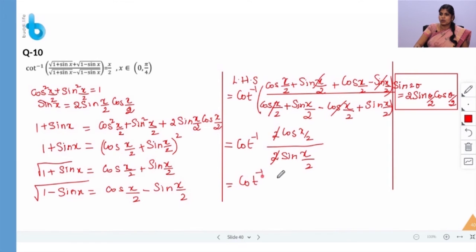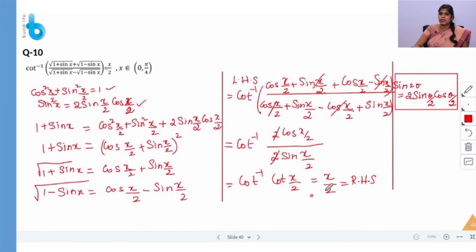Cot inverse of cot x by 2. Okay, so your cot inverse will remove this cot and you will be remaining with only the x by 2, which is your RHS. Hence, we have arrived at the solution. So, the only thing we are doing is using these two formulas or two identities for solving this problem. Okay. The rest of the simplification is easy, only for you children.